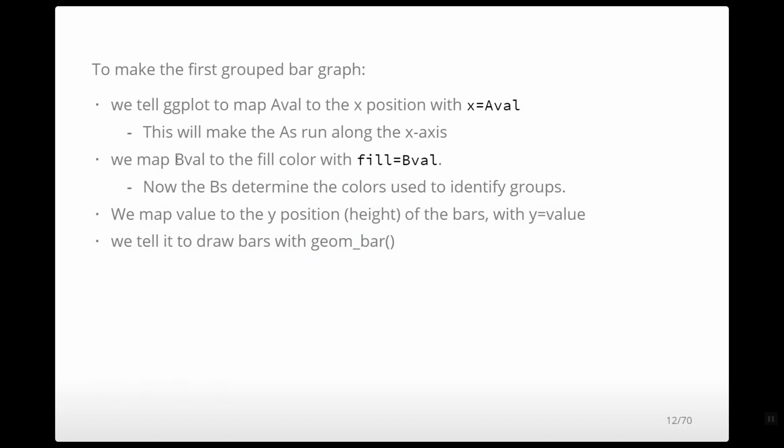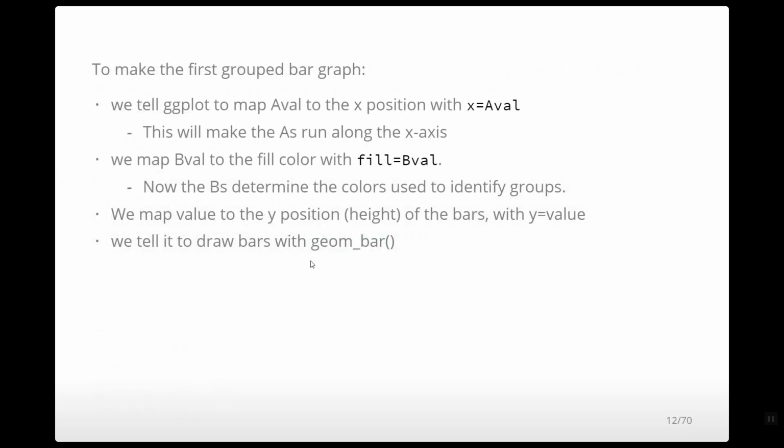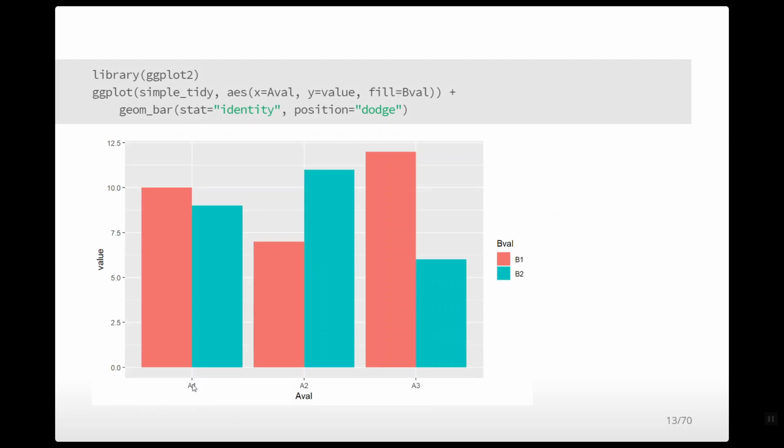okay? We're going to map the B value, whether it's B1 or B2, to the fill color of the bar, all right? And then the Y position of our bars will be determined by the value that appears in this column. Okay, so we're going to say value will be the y thing. Okay, and then we tell it to draw the bars, and this is what we get. Okay, so we have A along the x-axis. The height of the value goes in here, and then the B values determine the color, and it automatically creates a legend for us. Okay.